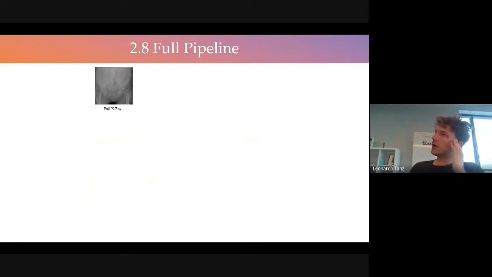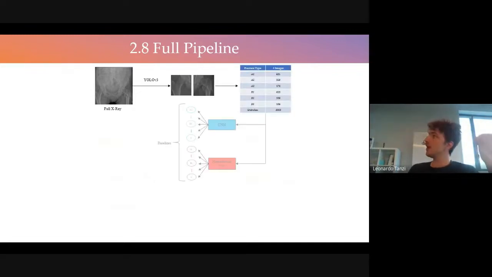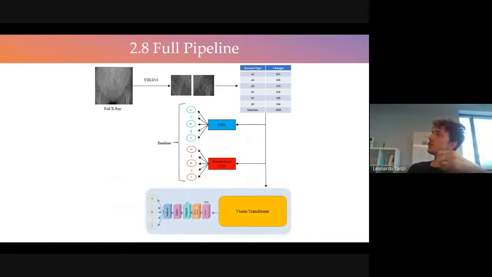So just to summarize all the work, we had full X-ray images. We applied an object detector to crop the two different parts. We flipped them and we built a dataset. Then we trained two baselines, a flat CNN and a hierarchical CNN, and we used this comparison. We trained the vision transformer, and after comparing with the baselines, we visualized the attention map. Those are methods to visualize where the network is putting its attention during the classification. They're similar to Grad-CAM.